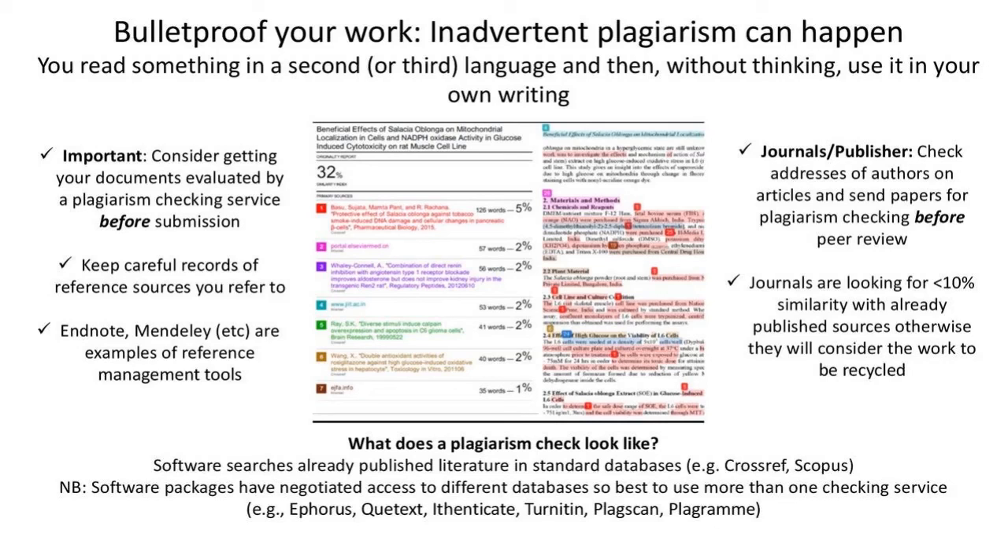Journals and publishers check the addresses of authors on articles. They send papers for plagiarism checks before peer review. And as we've discussed, journals are looking for less than 10% similarity with already published sources. Otherwise, the work is going to be considered recycled.